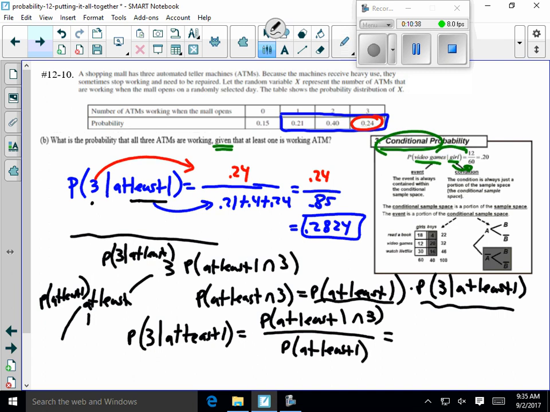right? And so we know that the probability of at least 1 is the 0.85, right? But what is this probability of at least 1 and 3? So if I just thought of the tree together, or the table together, it would have to be that at least 1 is true, which is this, and also 3, which is this. So it'd be the overlap of that. And it's just the 3-case probability, 0.24. So that's another way to get the 0.24 over 0.85.